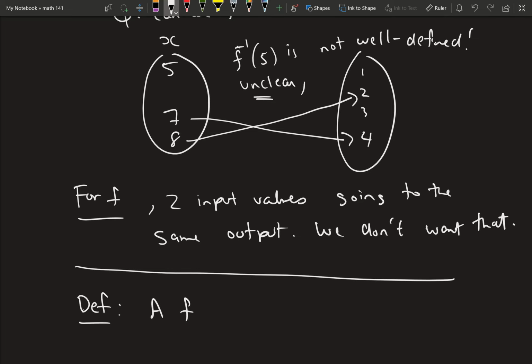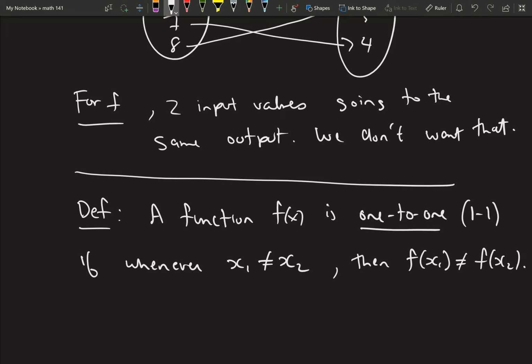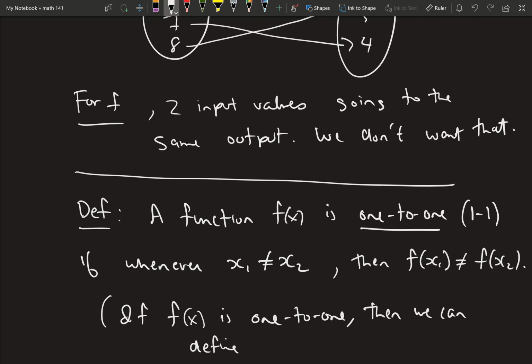So a function f of x is what's called one-to-one, shorthand just 1 dash 1, 1 to 1, if whenever we have two different x values in the domain, then the output values are also different. F of x1 is different from f of x2. And we can see here that if f is 1 to 1, then we can define f inverse of x.